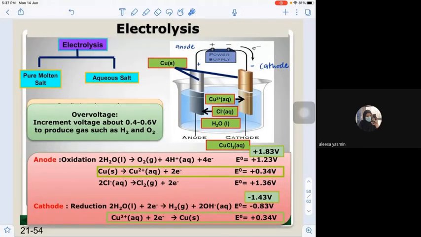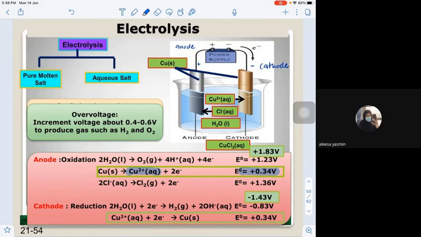Now we need to consider what will be the product at the anode. Remember the rule: the less positive the value, the more readily it will be oxidized. So we consider their E° values. For H2O, after considering the overvoltage, it is 1.83. Copper, positive 0.34. And chloride, positive 1.36. So the less positive one will be copper.